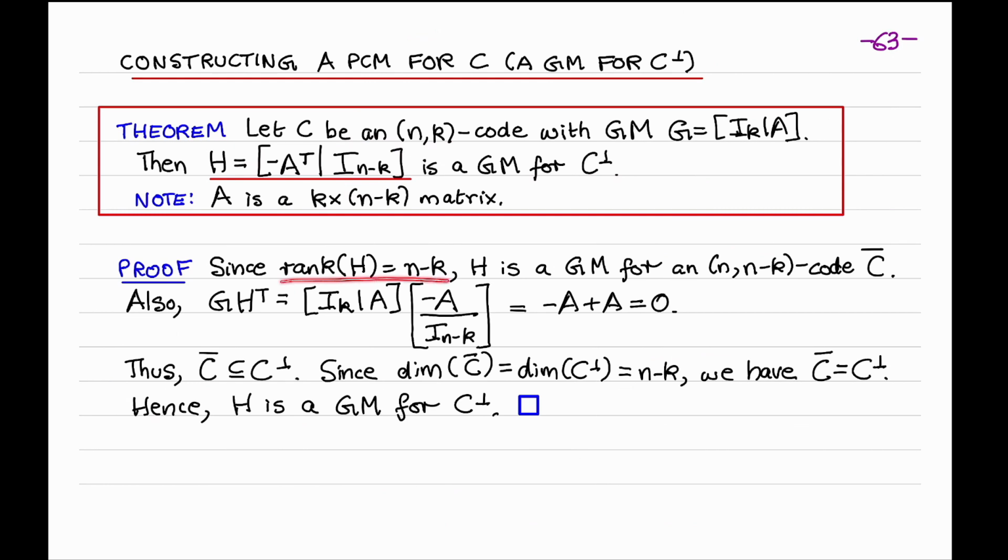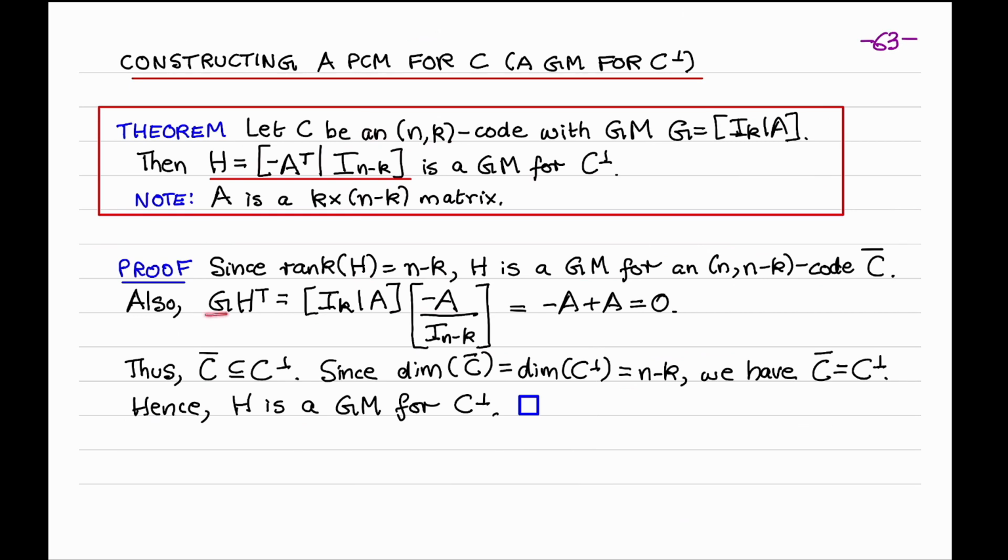Now, H has rank n minus k, and that can be seen because the last n minus k columns of H are the columns of the identity matrix. Hence, H is a generator matrix for a linear code of length n and dimension n minus k. I'll call this code C bar. Now we'll note that G times H transpose is this matrix times this matrix. And when you compute this product, the identity matrix I_k is multiplied with minus A, while this A is multiplied with this identity matrix. So the product of the two matrices is minus A plus A, which is a zero matrix.